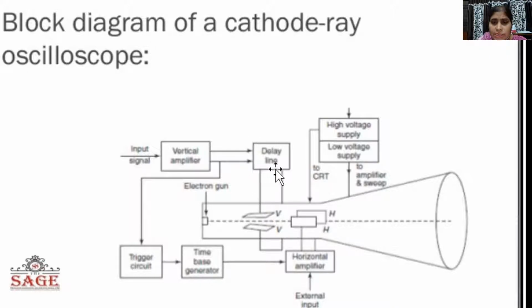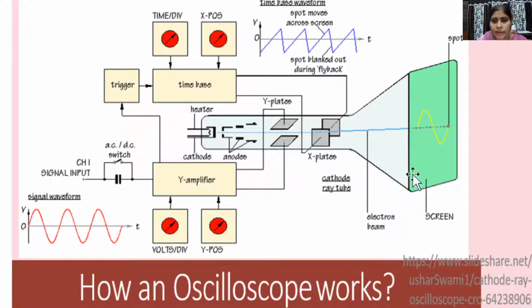But you can see here the delay line is connected here. If the delay line is not connected here, as we have seen earlier, now you can see this input is going through the trigger and then the time-base generator, and then it is going to the horizontal deflection plates. Before this, one amplifier is also connected in the next diagram.